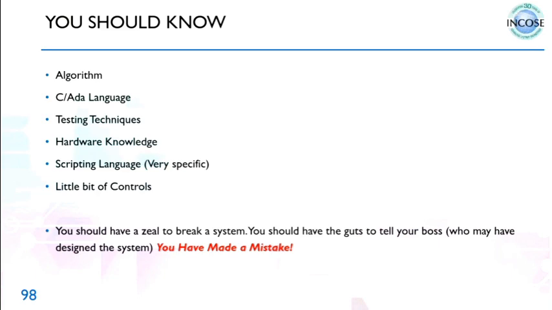Okay, we use Python. We have our own. Honeywell has its own scripting language. Okay, so we write our test scripts in that. And you need to know maybe a bit of controls. May not be very heavy into controls, but you need to know a bit of controls.